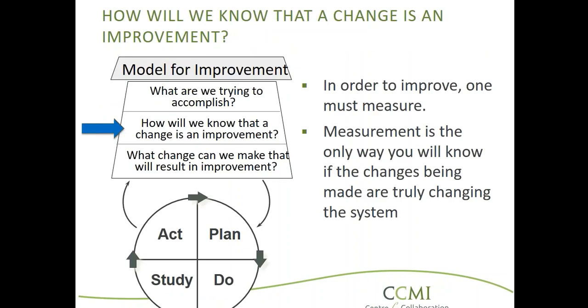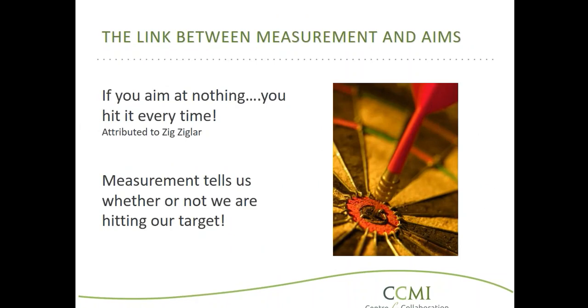Let's look at the second question in the model for improvement. How will we know that a change is an improvement? This is about measurement. We can't improve something that we can't measure. So measurement is really a critical aspect of any quality improvement effort. Again, a great quote, if you aim at nothing, you'll hit it every time, attributed to Zig Ziglar. Measurement tells us whether we're hitting the target or not.